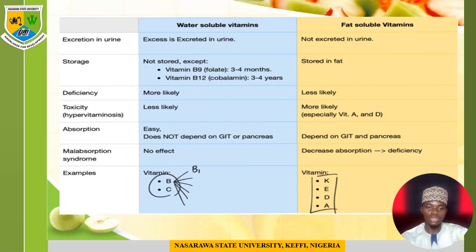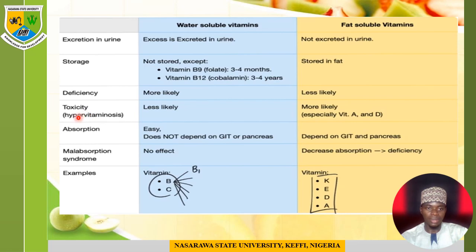The differences between fat-soluble and water-soluble vitamins, in terms of excretion in urine: excess water-soluble vitamins are excreted in the urine, whereas excess fat-soluble vitamins are not. This is because water-soluble vitamins are not stored, with exceptions like vitamin B9, which is folate, and vitamin B12, which is cobalamin, which can be stored for some specific period. Whereas fat-soluble vitamins are stored in fat, that is, in adipose tissue. That is why they are not excreted. Deficiency: because water-soluble vitamins are usually excreted, their deficiency is more likely, whereas fat-soluble vitamins, because they are stored, their deficiency is less likely.